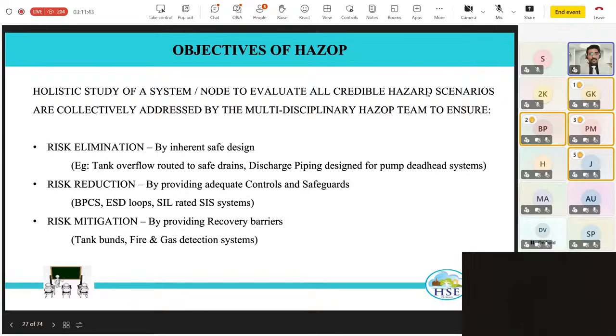Next. So this is the definition. Basically, it is a holistic study of a system to ensure risk reduction, risk elimination, and risk mitigation.